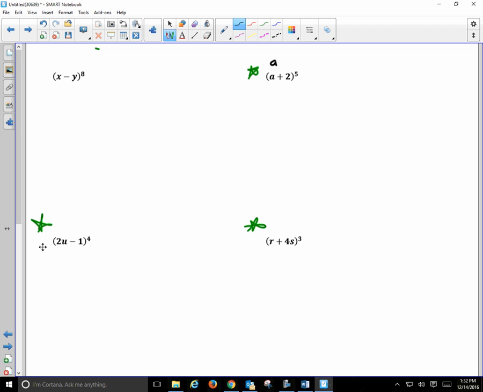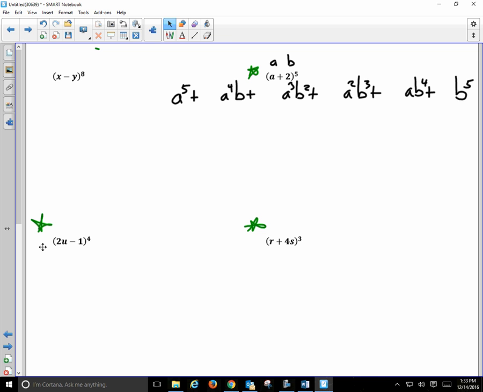Okay, well, this is A, so I'll leave it as A, and I'm going to write this as B. I have A to the fifth, A to the fourth B, A to the third B squared, A squared B to the third, AB to the fourth, and B to the fifth. In my coefficients, what coefficient do I know? I know the second one is 5. And I'm pretty confident then that these would be 10.